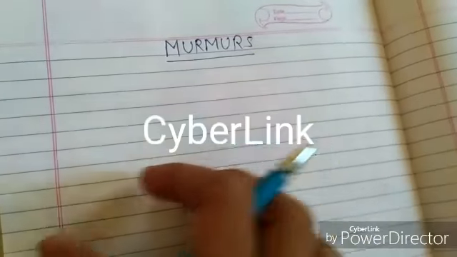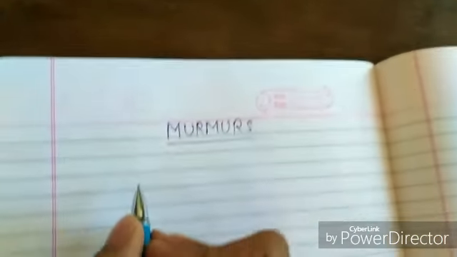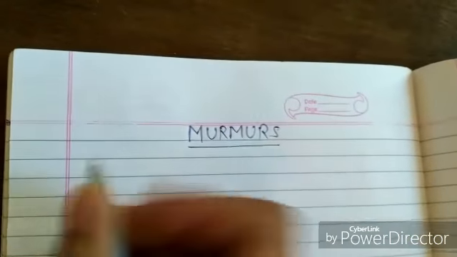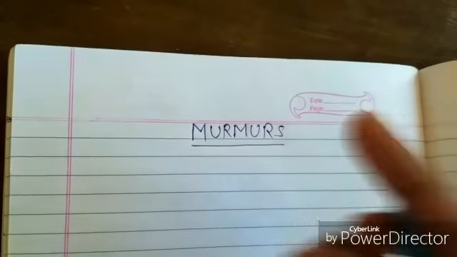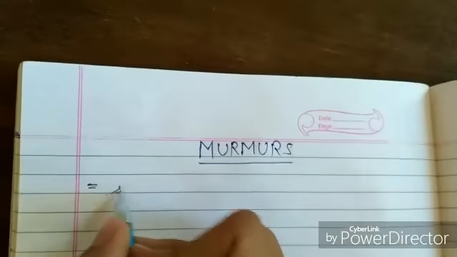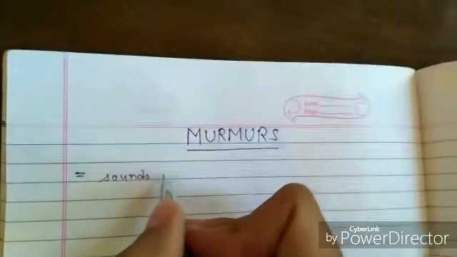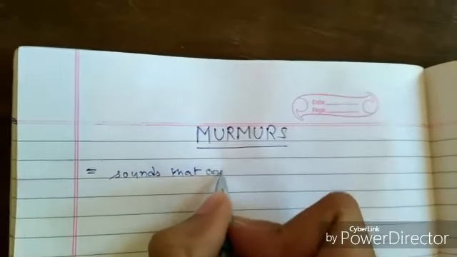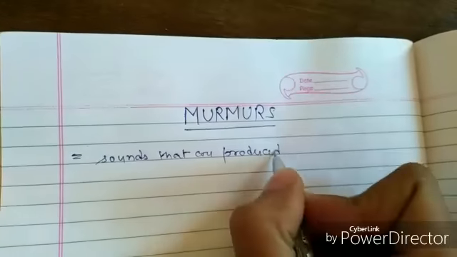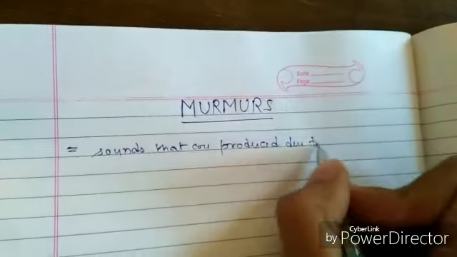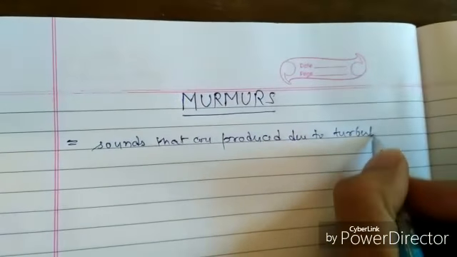Hello friends, in this video we will learn, first, how to approach a cardiac murmur, and second, by just looking at the name of the valvular defect, how to answer the part of the cardiac cycle in which the murmur will be produced, or vice versa. Now, what is a murmur? Murmurs are the sounds that are produced due to the turbulence of the blood flow.